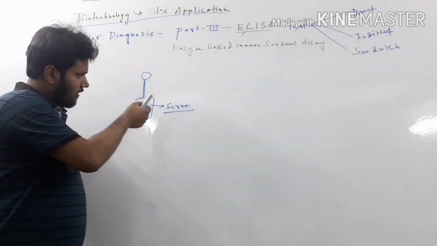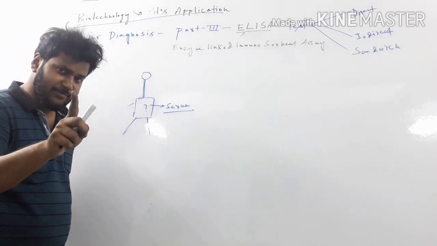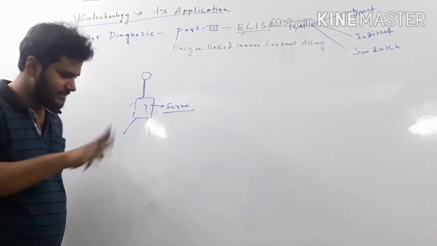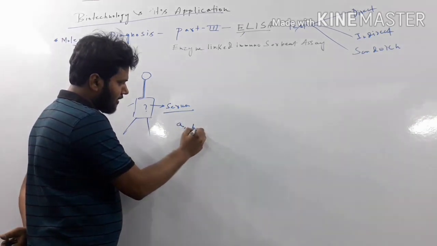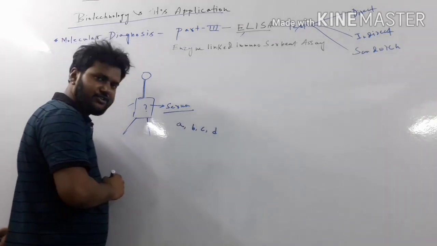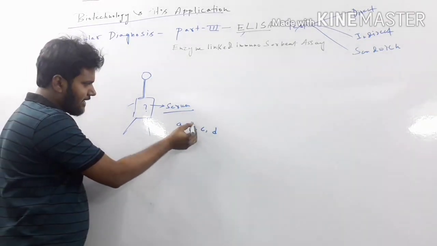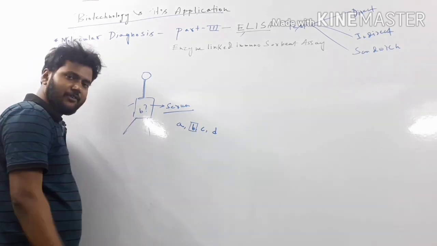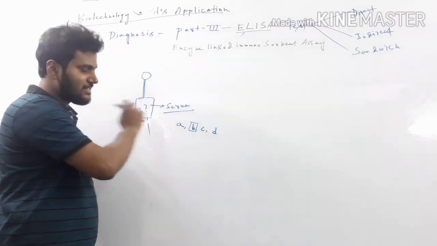Remember, here we are going to test for antigen. Not only HIV antigen will be present in the serum, a lot of other antigens will be present. For example, say there is A antigen in the serum, B antigen, C antigen, D antigen. And suppose this B antigen is for HIV. So we are looking for this B antigen.